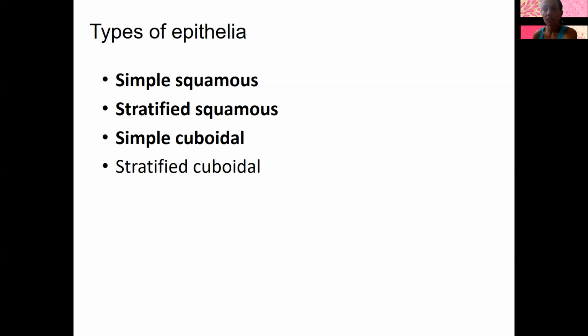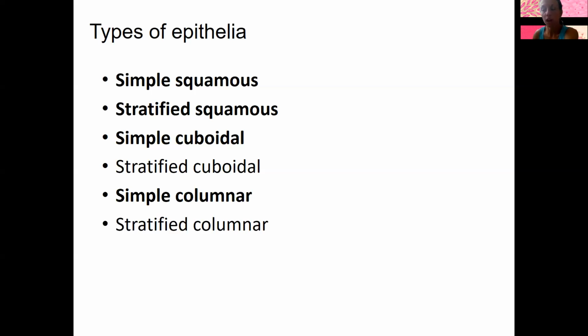Stratified cuboidal, this is an example of a rare tissue type. Many glands are stratified cuboidal. I don't have this one in bold. I won't talk as much about glands in this video. Simple columnar, this example is the intestines. So a single layer of tall cells where absorption is going to occur across those cells. Stratified columnars, also those glands. So stratified cuboidal and stratified columnar are less common and typically make up glands.